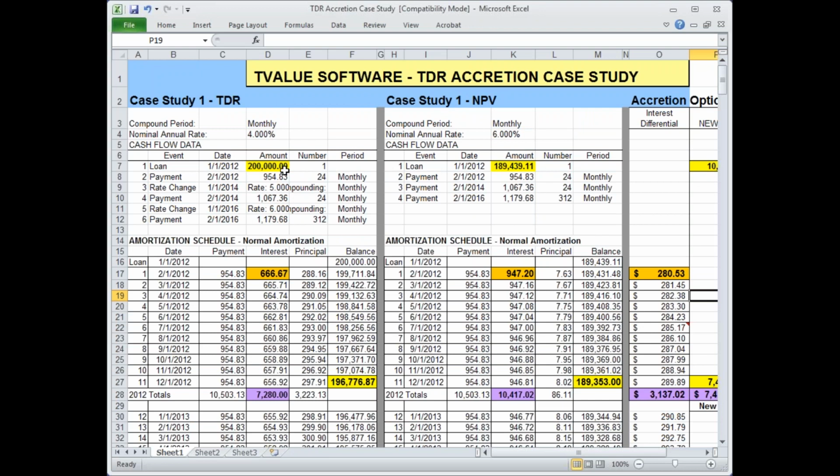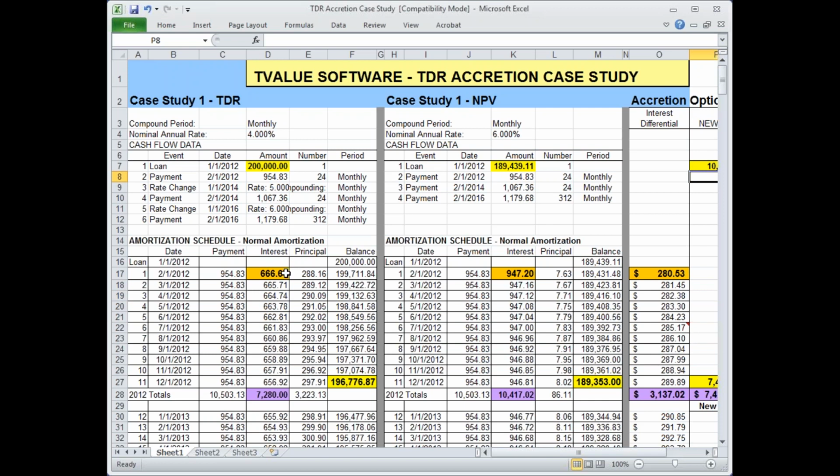So the day one accounting is what you do on the first day. If you have a TDR loan modification for $200,000, the net present value is $189,000. Your allowance for loan loss is $10,000.